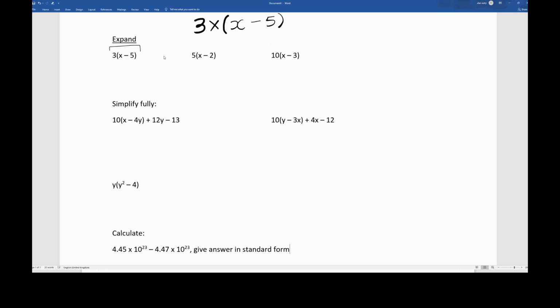So if I want to expand it, I need to do 3 times x, which is 3x. 3 times 5 is 15, and there's a minus in between, so 3 times minus 5 is minus 15. Okay? So you should be able to do this one and this one, so you can have a go at expanding those. I'll give you a few minutes just to expand those, and then we'll look at simplifying and the calculation. So have a go at expanding 5 bracket x minus 2 and 10 bracket x minus 3.